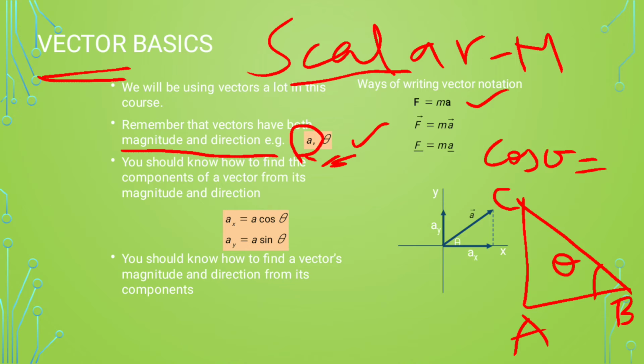So cos theta is equal to adjacent side by hypotenuse, right? So this is our hypotenuse. For this theta, this is our adjacent side, right? So AB is our adjacent side, and what is the opposite side of this theta? AC is our opposite side, right?